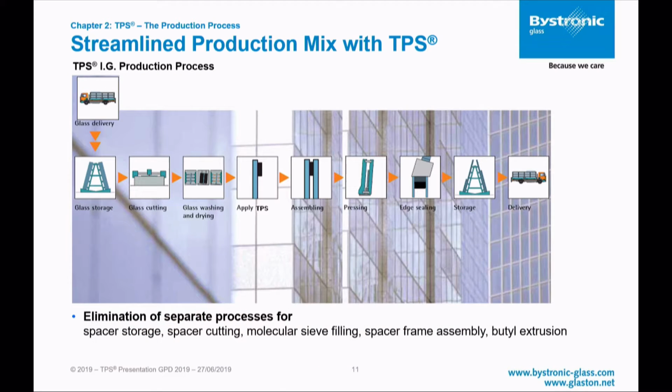That means you have a streamlined production. You can reach a very lean production. You can reduce the complexity, and for sure also the failure rate in the frame production. And you do not have any logistic problems since the material will be applied directly to the glass.